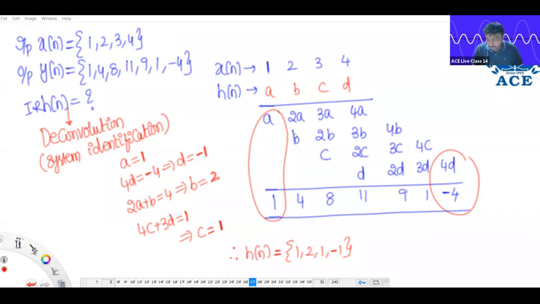Very good question. What I stated just now: input has M samples, system has N samples, means what is the length of output? M plus N minus 1. Based on that, you will know the length of the system. Already input has 4 samples in the question. Output has 7 samples. Capital M equals 4. M plus N minus 1 is 7. Solve for capital N. You will get 4.